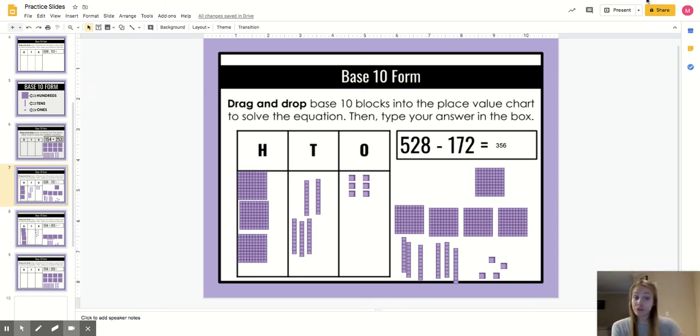You can do this at home using, just like we do in class, paper and draw your blocks out. You can use blocks that are on ABCYA, which I put a link to in our Google Classroom, or you can just Google base 10 blocks and it will help you figure this out and use base 10 form to add 3-digit numbers.